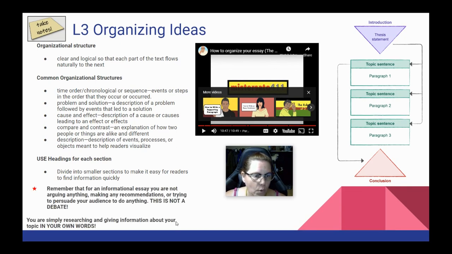Okay. So remember that for this, as I was just saying, an informational essay, you are not arguing anything. You're not making any recommendations. You're not trying to persuade your audience to do anything. This is not a debate. You are simply researching and giving information about your topic in your own words. Okay. We will be doing an argumentative essay later on in a different unit. So remember to keep this purely informational and make sure that you have divided your essay into sections. Okay.